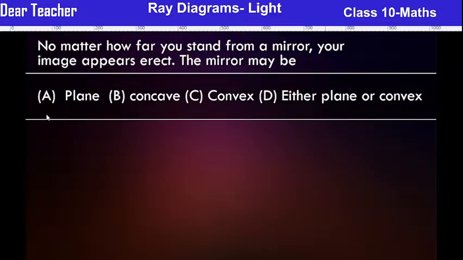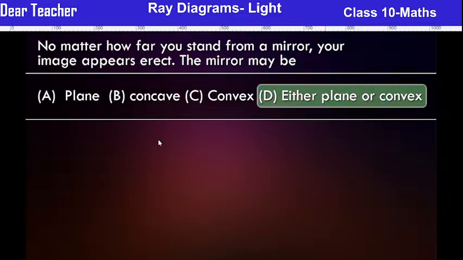A question for you. No matter how far you stand from the mirror, your image appears erect. Then the mirror may be, four options are given: a plane mirror, concave mirror, convex mirror, or either plane or convex. Okay, so it is either plane or convex mirror.